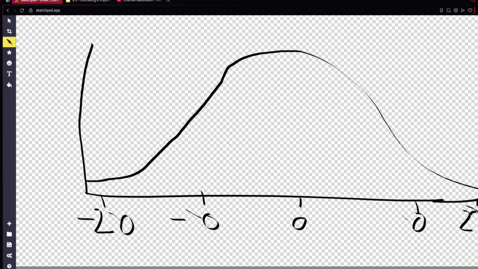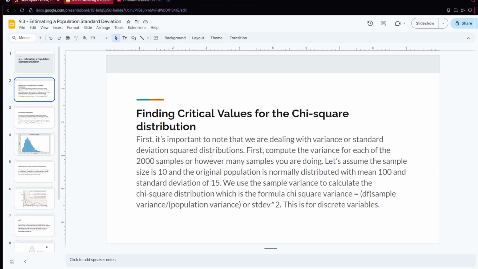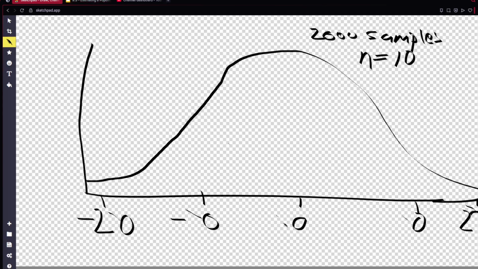Empirical rule, pretty easy. I mean, we didn't really go into the area of the curve, but that's what a normal distribution looks like. So let's say we take 2,000 samples, and we get this distribution, and let's say it's normally distributed with a sample size of 10, standard deviation of 15, so this is actually at 15, and this is what we're working with.